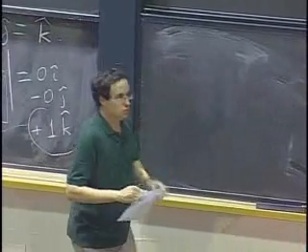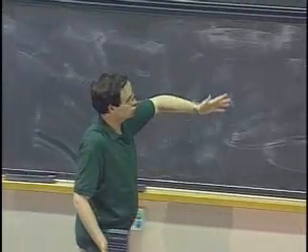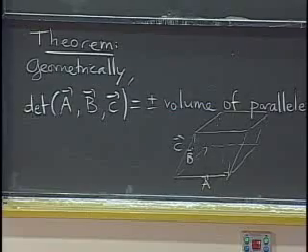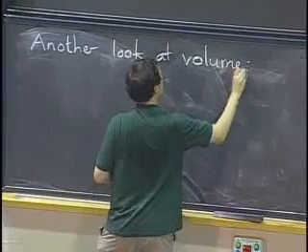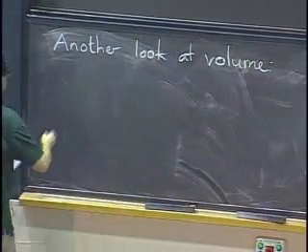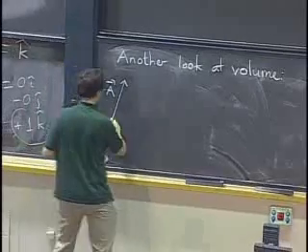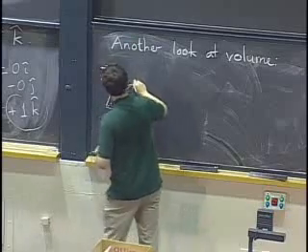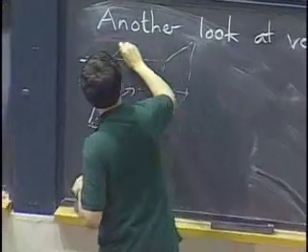Okay, so let me return to the question that you asked a bit earlier about how do I find volume if I don't want to know about determinants. Well, let's have another look at the volume. Let's say that I have three vectors. Let me put them this way, A, B, and C. And let's try to see how else I could think about the volume of this box.